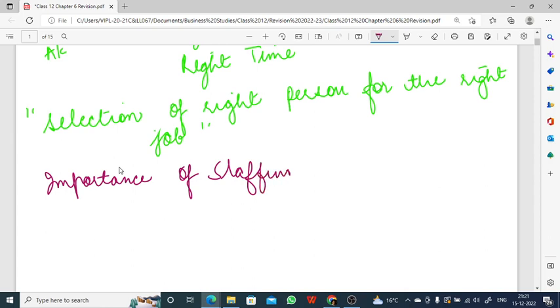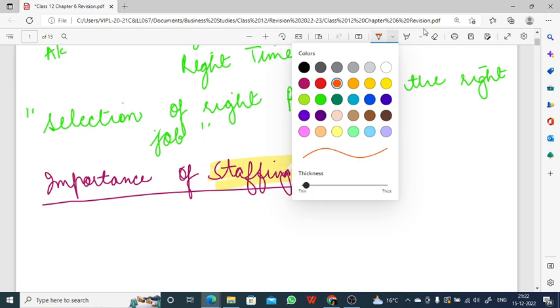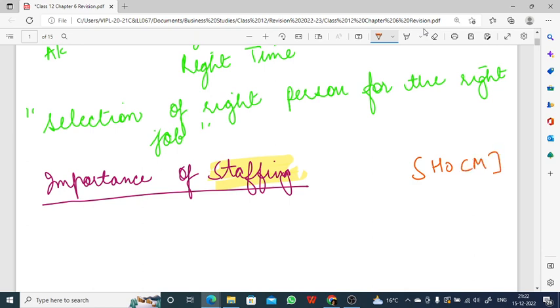Now tell me, if it is your organization and you have planned, you have got the resources, now you need people. When you need people, what role do you think staffing as a function will play? Why is it important? Let's acknowledge it: staffing is definitely important. The acronym that we use to remember the importance of staffing is SHOCM. When we are able to get this function right in our management, it will ensure continuous survival and growth.